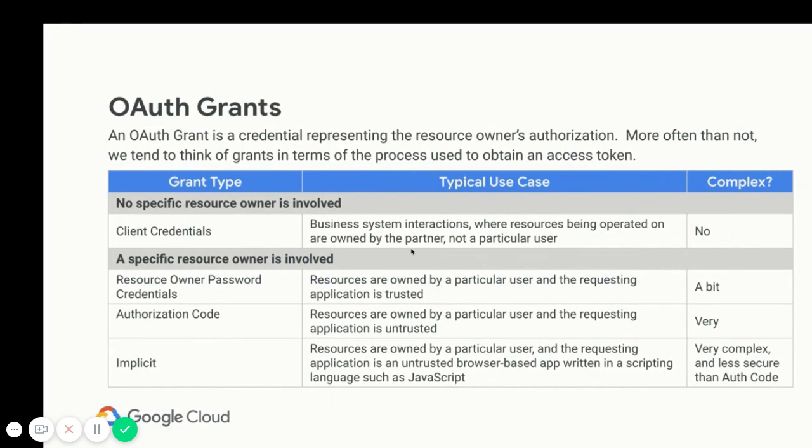So just to summarize: if you're looking for B2B, client credentials. If you're looking for B2C, where the app is a trusted one, meaning the app is owned by the same backend service, then go with password credentials. If the app and the credentials are managed by 2 different parties, go with authorization code. And if you're on a browser app with JavaScript, go with the implicit one. So those are the high-level guidelines on which grant type to use in what scenario.